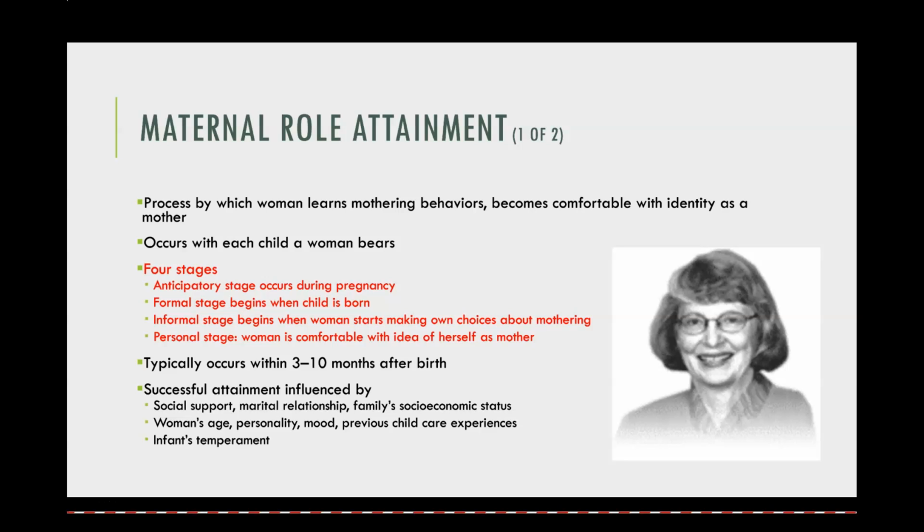Then in the informal stage, this starts when the woman starts to make her own choices about mothering. So she might just say, okay, well, I know that this works for me, so that's what I'm going to do, right? So I know that I breastfeed better whenever I'm sitting up in the chair, and I don't need to co-sleep with my baby because I like to get up and sit in the rocking chair and do that in the middle of the night. So she just finds a routine that works for her, and she develops her own style.